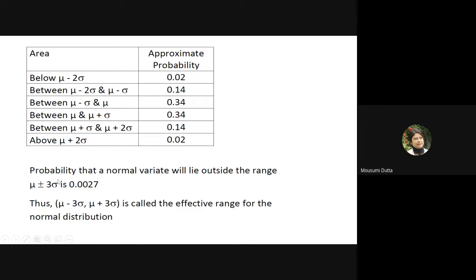It is found that the probability that a normal variate will lie outside the range mu plus minus 3 sigma is only 0.0027. Thus, mu plus minus 3 sigma is called the effective range for the normal distribution. So we don't need to go beyond mu plus minus 3 sigma. Only 0.0027 percent values will be there outside the range mu plus minus 3 sigma. Okay.